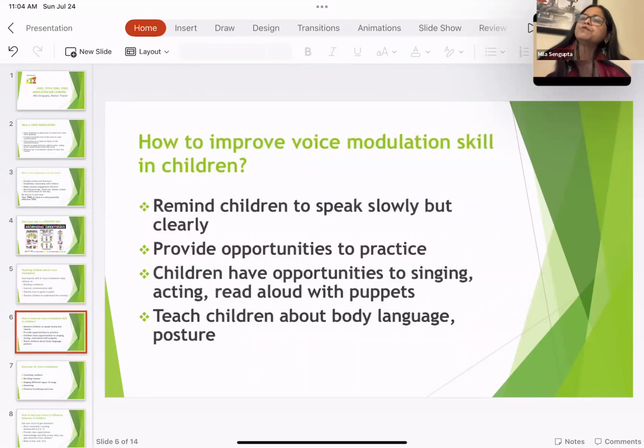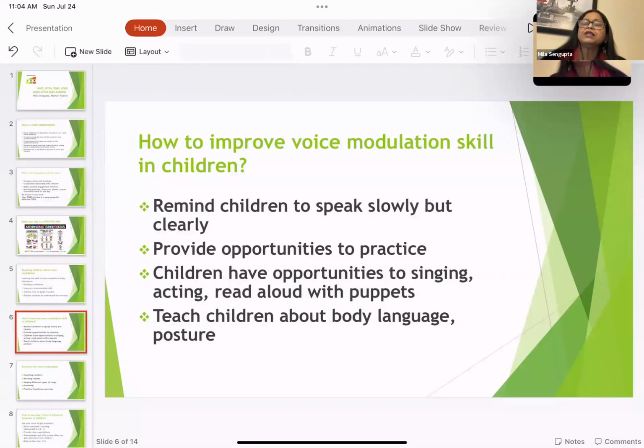How to improve voice modulation skill in children. So now let's talk about some concrete examples of how we can coach and help to slowly build up this particular skill. So remind the children to speak slowly but clearly.